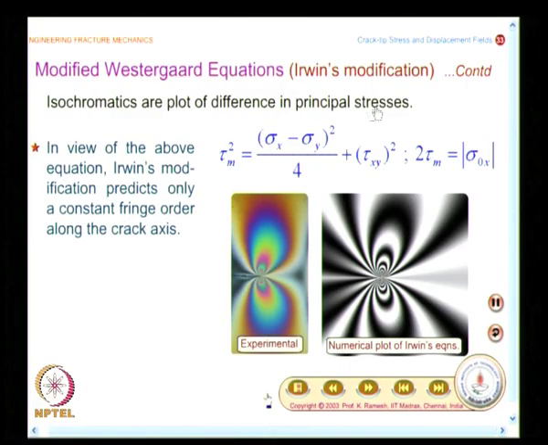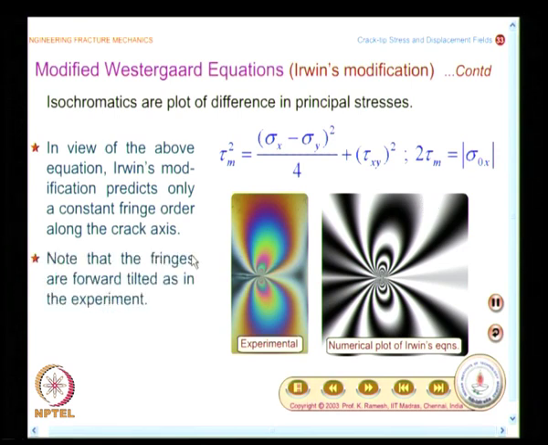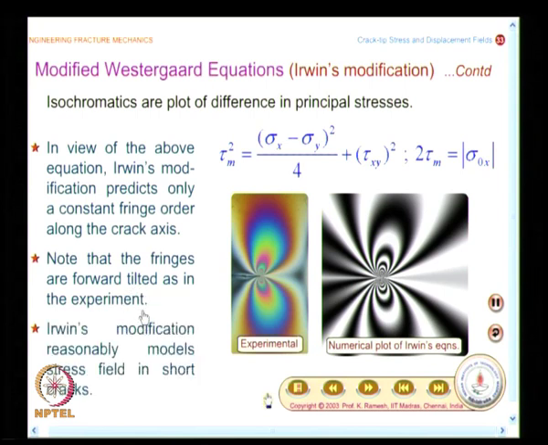It is only experimentalists who emphasize initially the need and requirement for considering higher order terms. The Irwin's modification is at least you should have a correction to sigma x stress term. So, as I had mentioned, the fringes are forward tilted as in the experiment, and you can say Irwin's modification reasonably models stress field in short cracks. So, that is a comfort. So, the Westergaard solution was useful, we were able to get the stress field.